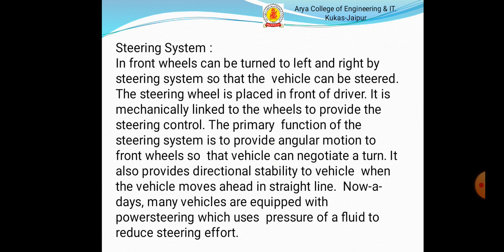Steering system. In front, the wheels can be turned to left and right by the steering system so that the vehicle can be steered. The steering wheel is placed in front of the driver. It is mechanically linked to the wheels to provide steering control. The primary function of the steering system is to provide angular motion to the front wheels so that the vehicle can negotiate a turn. It also provides directional stability to the vehicle when it moves ahead in a straight line. Nowadays, many vehicles are equipped with power steering, which uses pressure of a fluid to reduce steering effort.